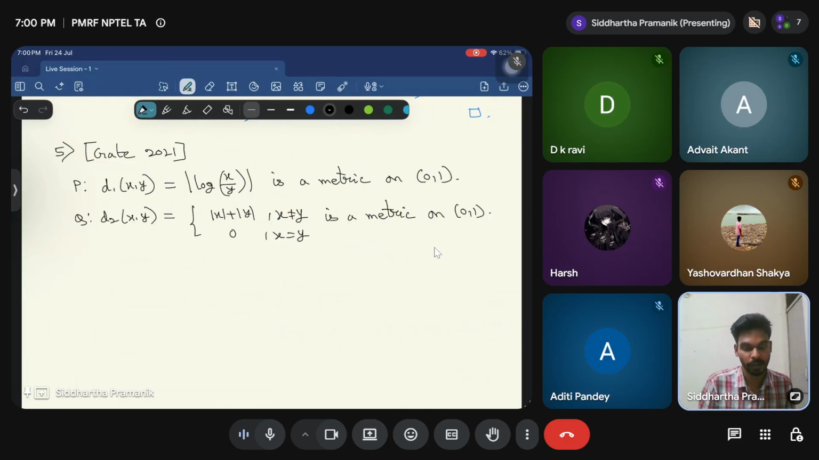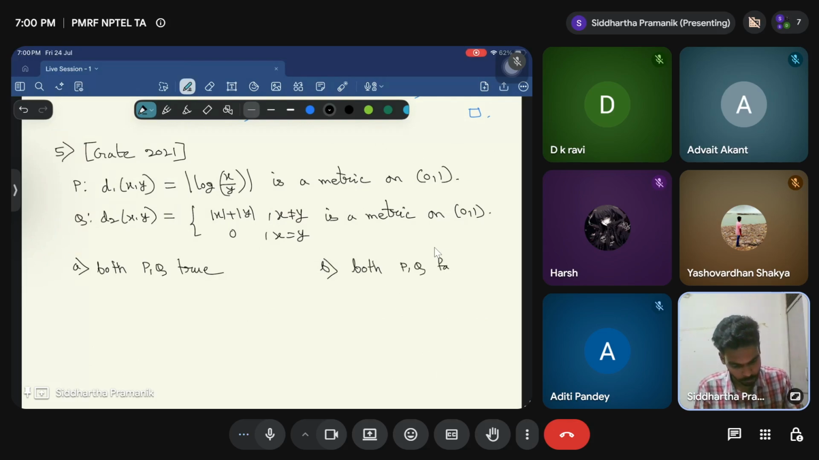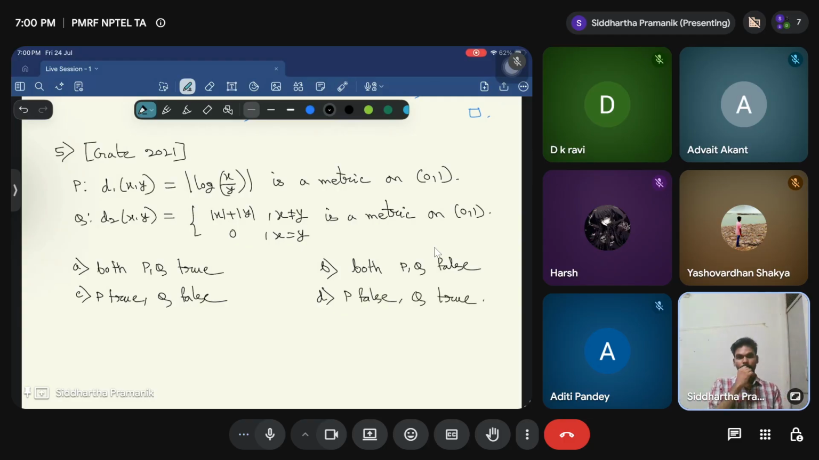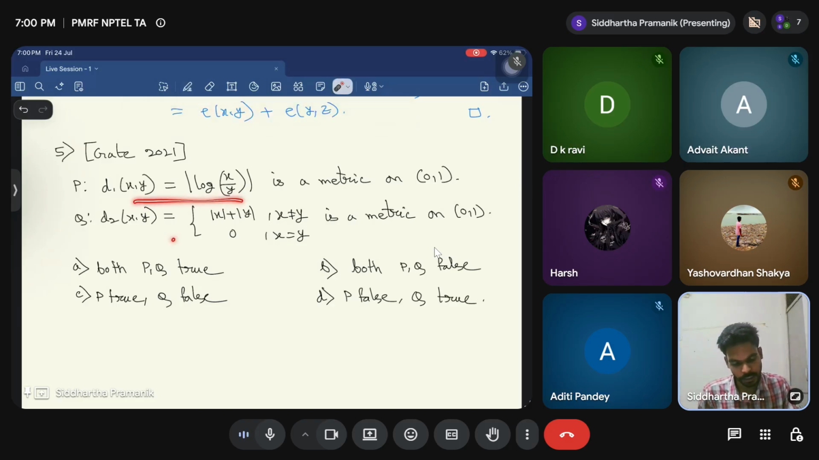So there are two statements, and the first option is both P and Q are true. The second option is both P and Q are false. The third one is P is true, Q is false. And the fourth one is P is false, Q is true. Okay, now we have to check whether these two are metrics or not.